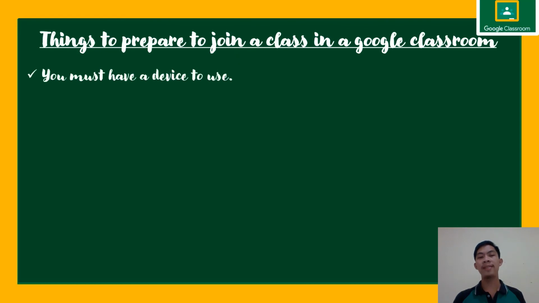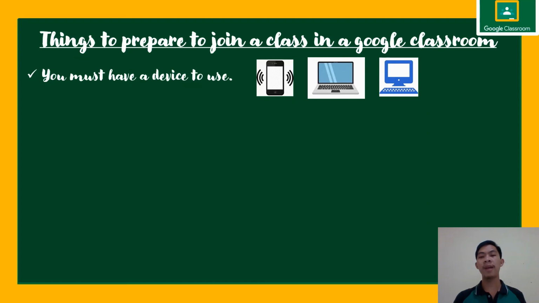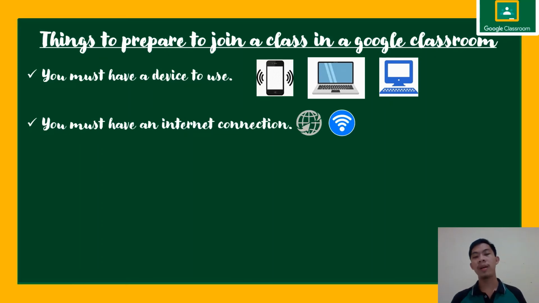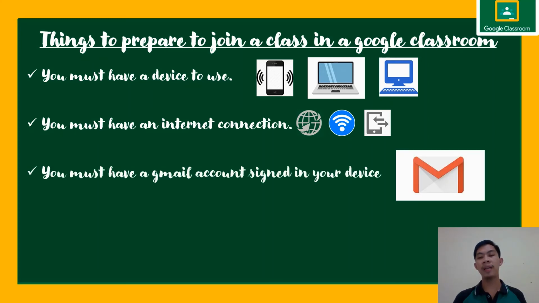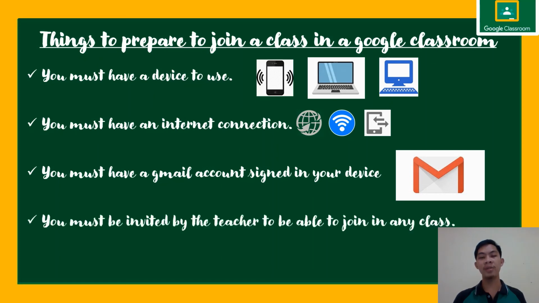So now let's have a recap of the things that we have to prepare before we can join a Google Classroom. So number 1, it is a device to use. It could be cell phone, desktop, laptop, or any device that can access the internet, because that is our second requirement. Could be your Wi-Fi or your mobile data. The next one is a Gmail account signed in your device. And lastly, you must be invited by the teacher.